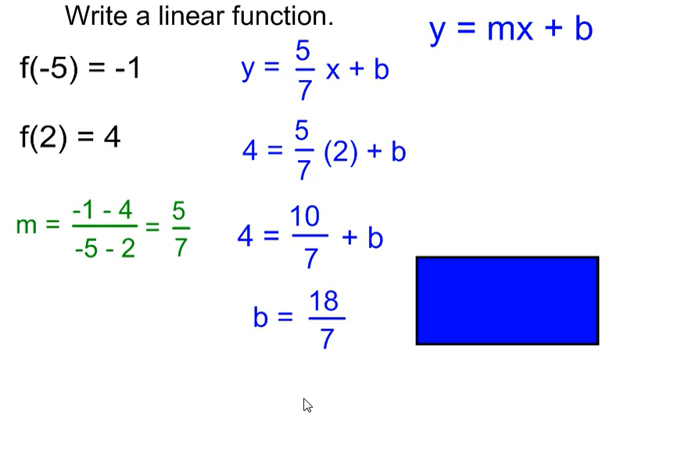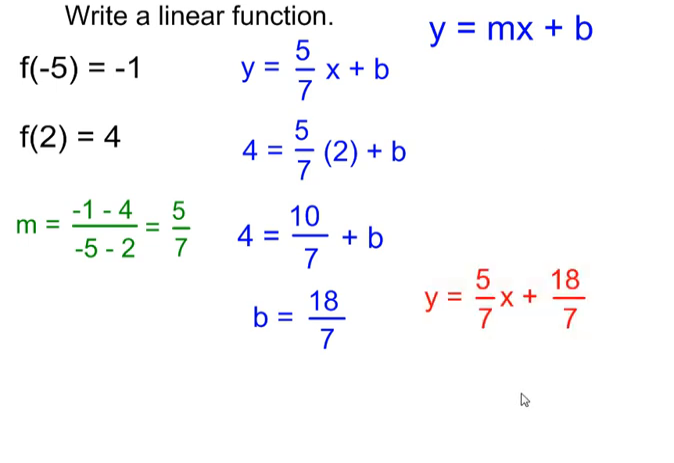Again, the best thing to do is leave it as an improper fraction. If you put it as a decimal, the problem with this one is 7's in the denominator and the decimal is kind of messy. So it's easier just to leave it as a fraction. So the last thing I'm going to do is plug in 18 over 7 for b, and this is my final equation. Y equals 5 over 7x plus 18 over 7. Again, don't be afraid when you get fractions as an answer. That happens sometimes.